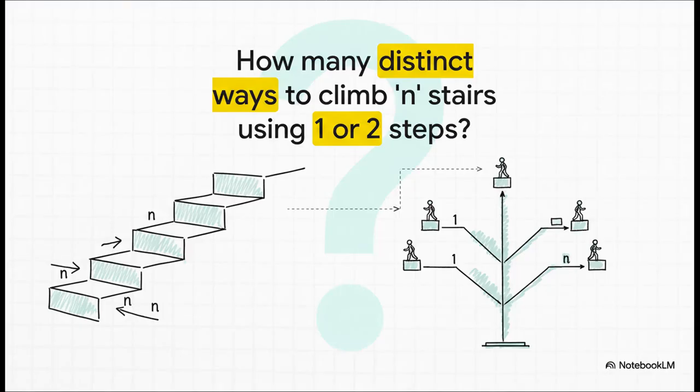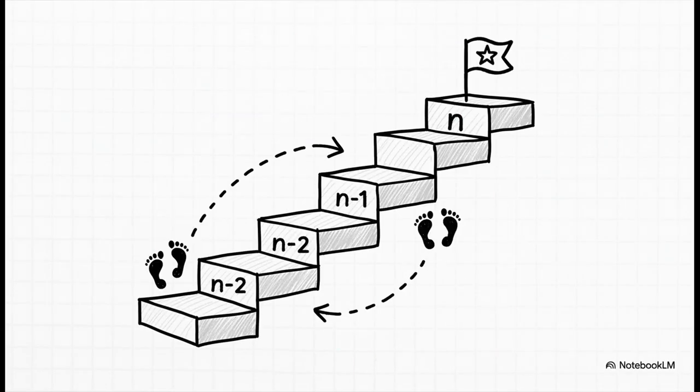So the question is pretty straightforward. You're climbing n stairs, and you can only take one or two steps at a time. So how many different ways can you get to the very top? Now, this sounds more like a counting problem than a number sequence problem, right? But is it really all that different? Well, let's think about it by working backward for a second. To land on that final top step, step n, what was your last move? You had to have come from one of only two places. Either you took a single step up from stair n-1, or you took a double step from stair n-2. There are literally no other ways to get there.